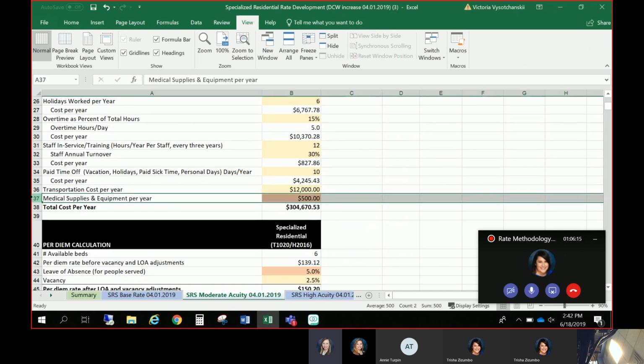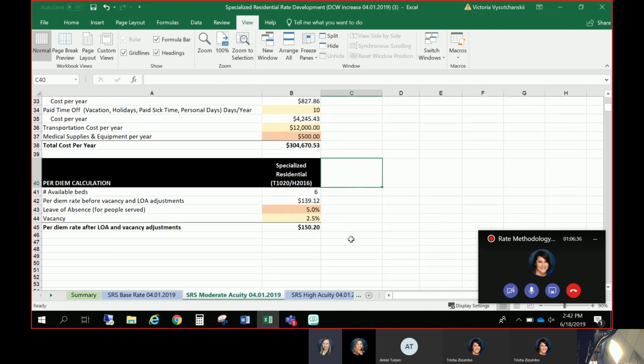However, you can see here, row 37, that we included an additional variable for medical supplies and equipment at $500. So we do understand that individuals with higher needs sometimes will require more medical equipment, like for instance, a gurney or some other medical supplies. And then as you can see here, we'd increase leave of absence from 3% to 5% for an individual with moderate acuity. This brings us to a per diem rate of $150.20.